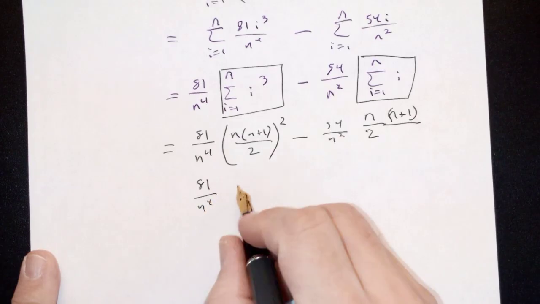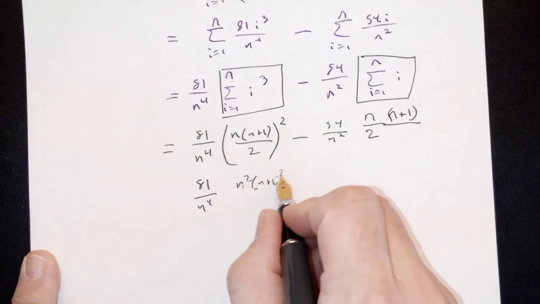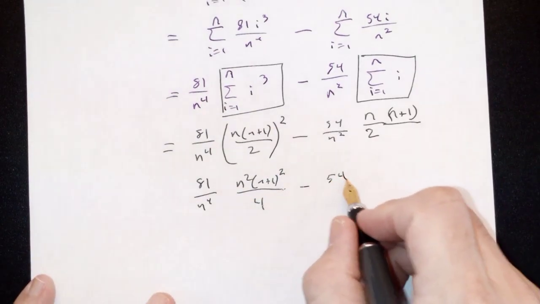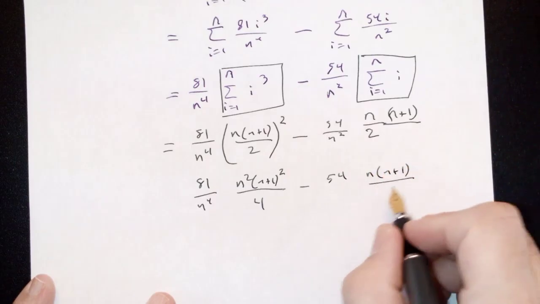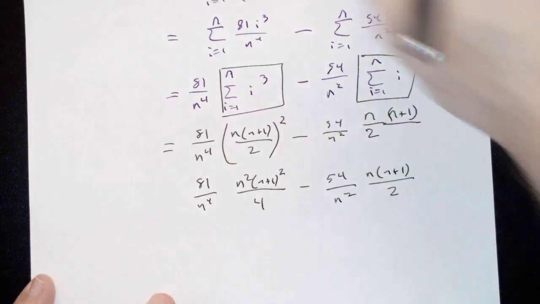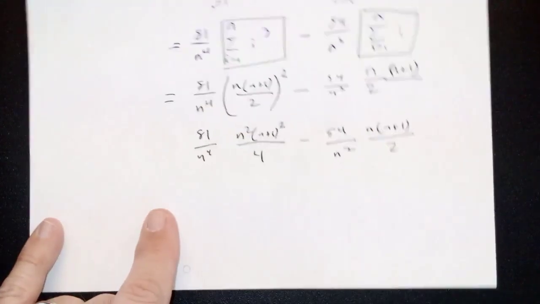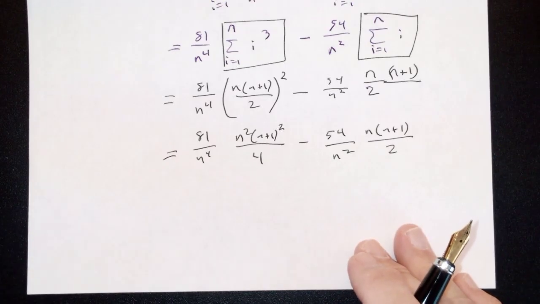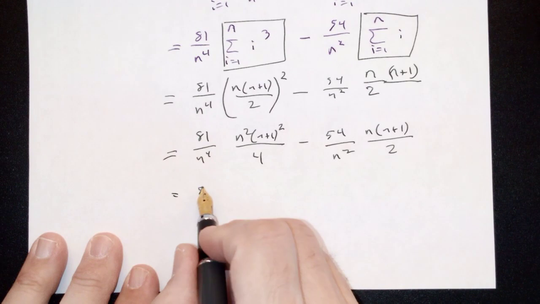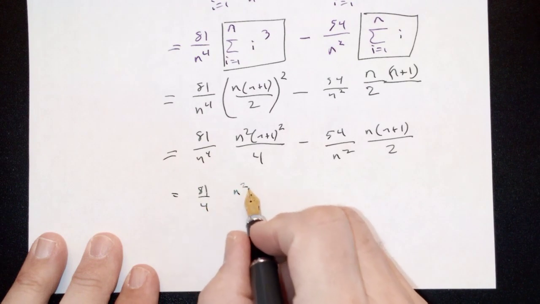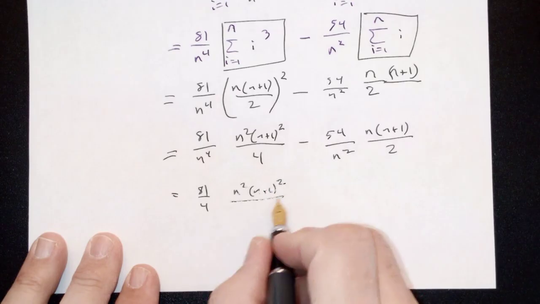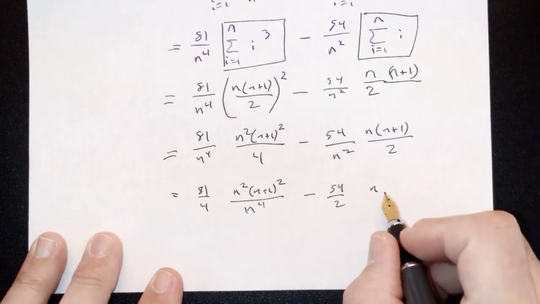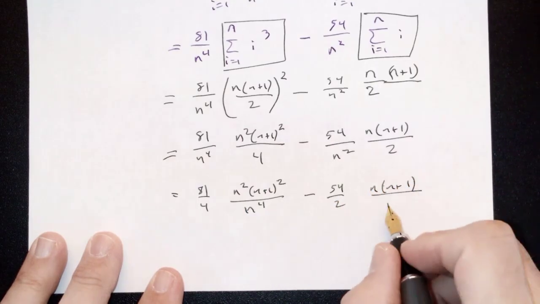81 over n to the fourth, n squared, n plus 1 squared over 4, minus 54 times n plus 1, this is over 2, this is over n squared. I'm going to rearrange a little and write 81 over 4 and then n squared, n plus 1 squared over n to the fourth. And then here I'm going to write 54 over 2, and I'm going to write n plus 1 over n squared.